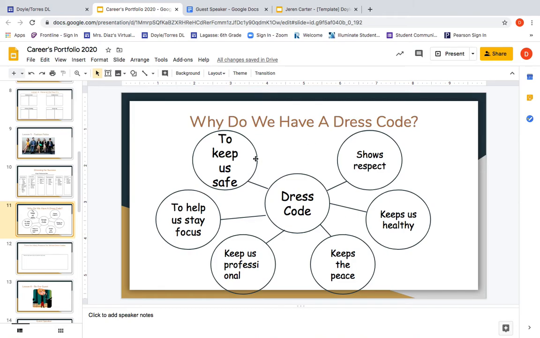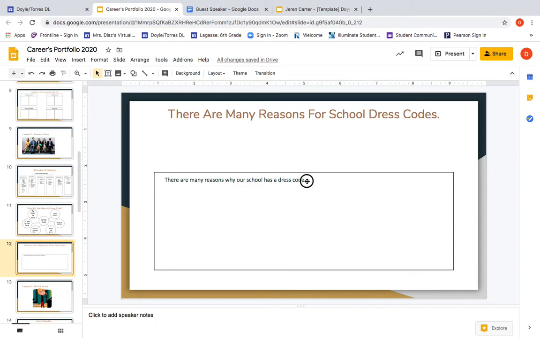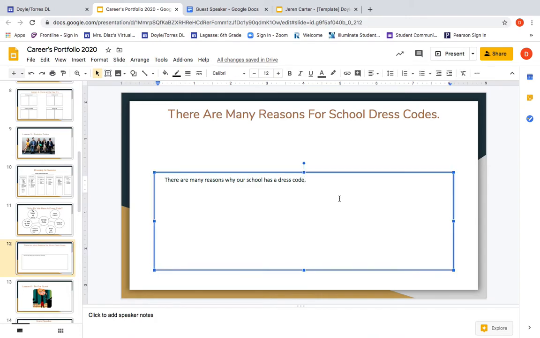So why do we have a dress code? It keeps us safe. That is our first reason. Now you can see that "to keep us safe" is not a complete sentence, but when we write it in our paragraph, it has to be in a complete sentence. So I'm going to add a little to it to make it more descriptive and help our reader understand. There are many reasons why our school has a dress code. That's our main idea, so the rest of our details have to be reasons why we have a dress code.